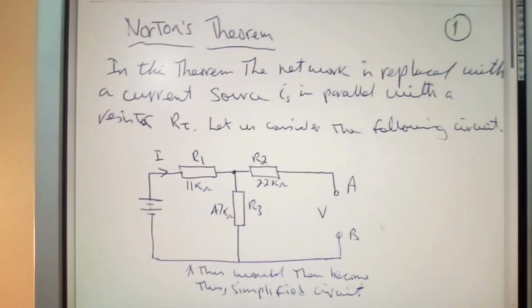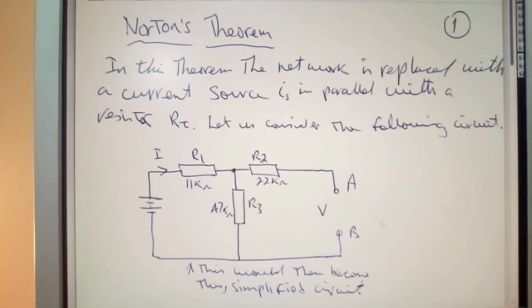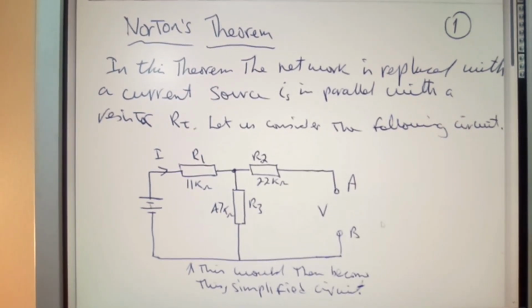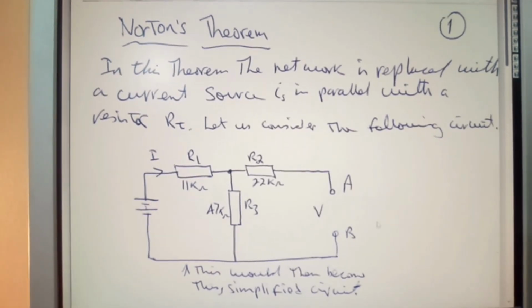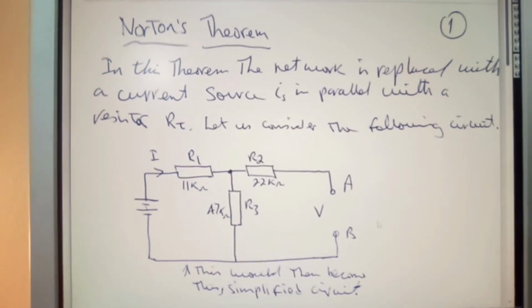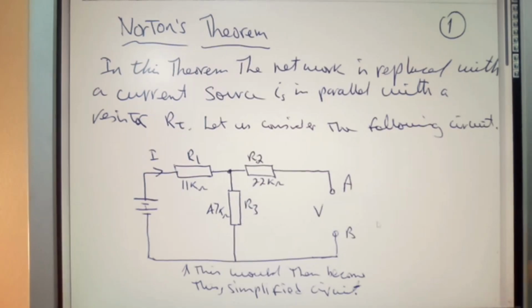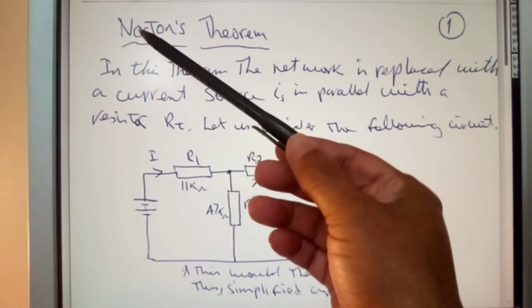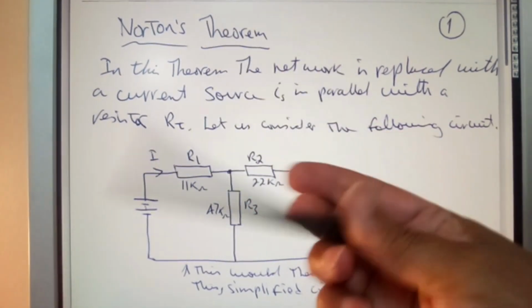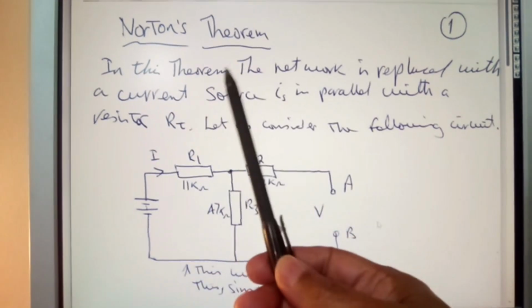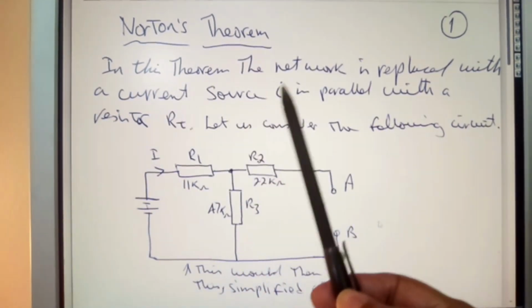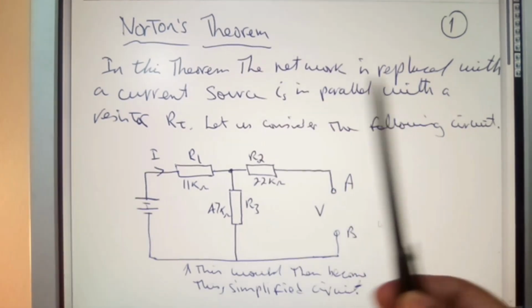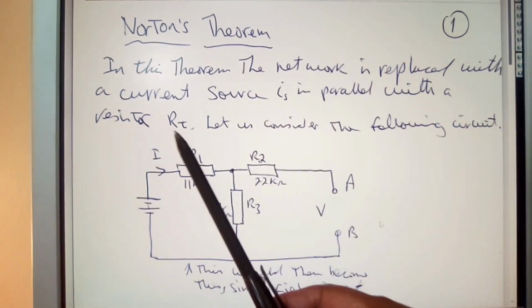Now what I want to do is to look at Norton's theorem, okay? And previously you would have seen the video I did on Thevenin's theorem, okay? Right, Norton's theorem. Now, in this theorem, the network is replaced with a current source, IS, in parallel with a resistor RT.